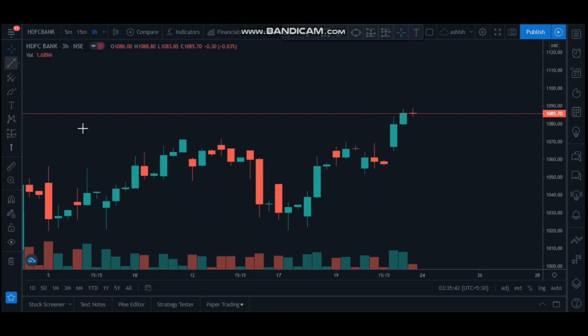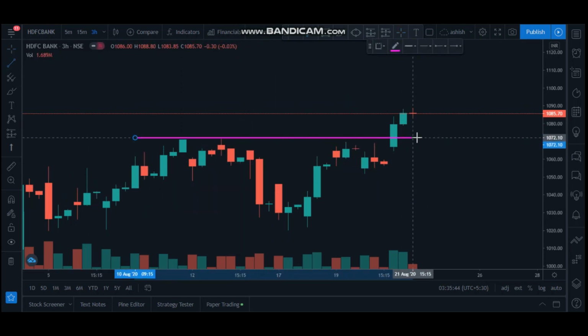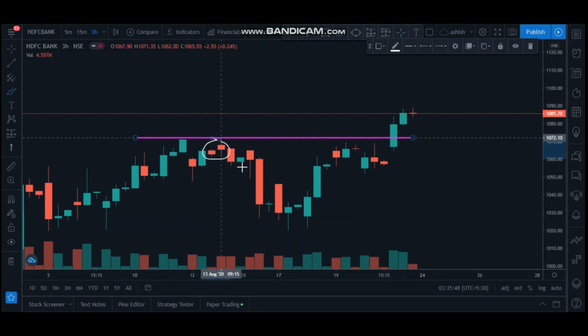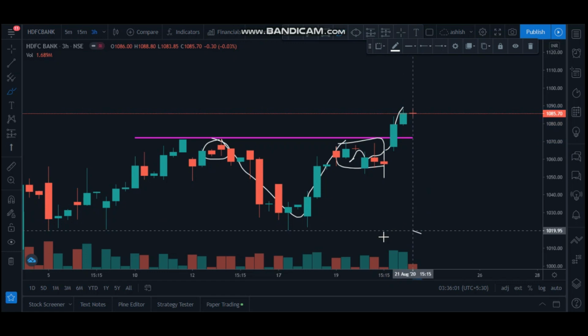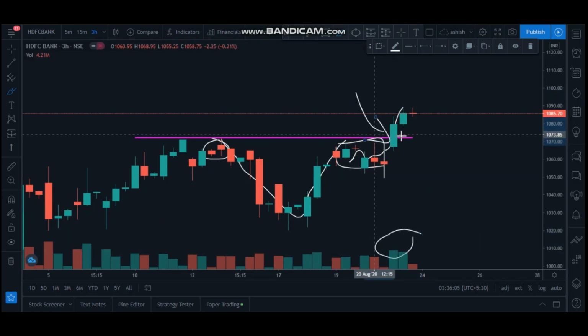Now let's do a quick recap and bring all three tips together. We can draw a simple trend line here. Price took a rejection, went lower and again came up, but as we discussed in the first tip, it took a halt here and then gave a breakout. It gave a breakout with the help of high volumes and again with the help of big green candles.